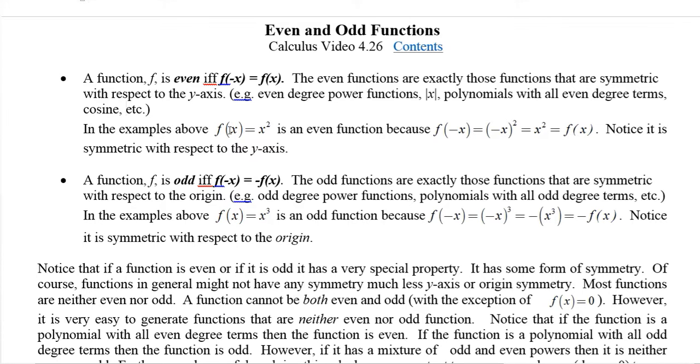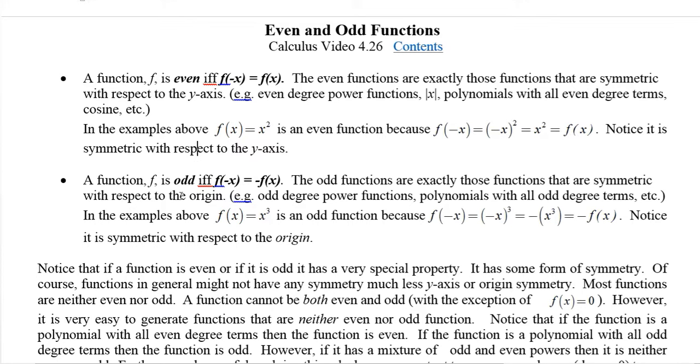And so, for example, f of x equals x squared is an even function because f of the opposite of x is the opposite of x squared. When you square the opposite of x, you get the same as x squared, which is the original f of x. So changing to minus x got us back to where we started. So it is symmetric with respect to the y-axis.